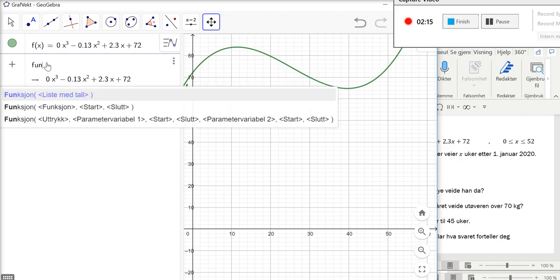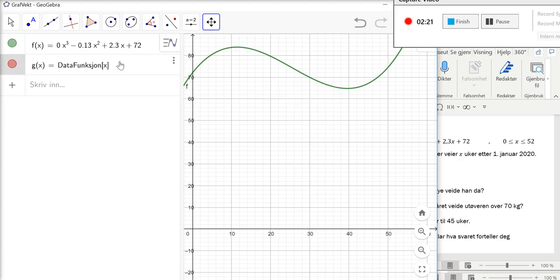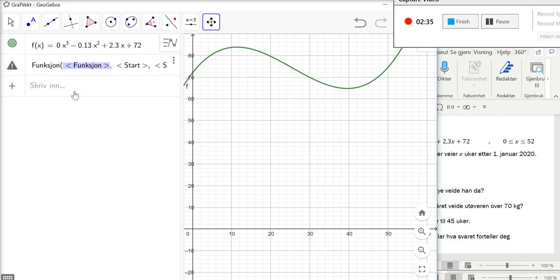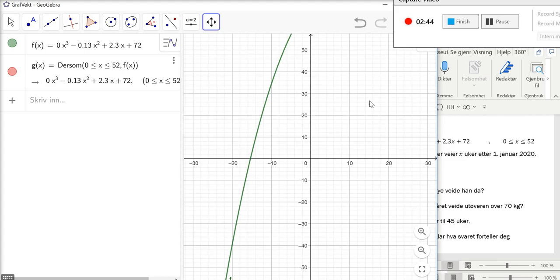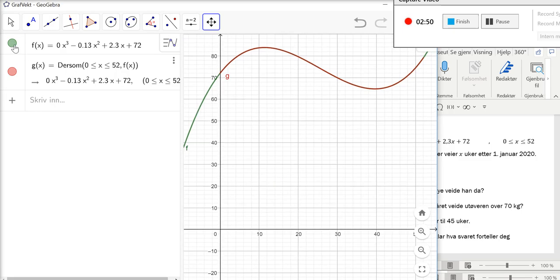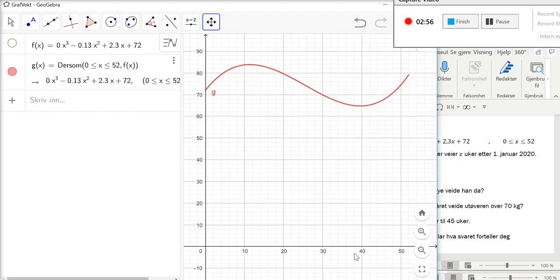We use the command function, start, end. Let's try again here. Function. And there's draw f here. Just write f. And we start at 0 and end at 52. And then enter. And we see we get another graph here, which is red. And then we can just take away the green one. Do not delete it, but just do like this, right? And here we have a nice graph.